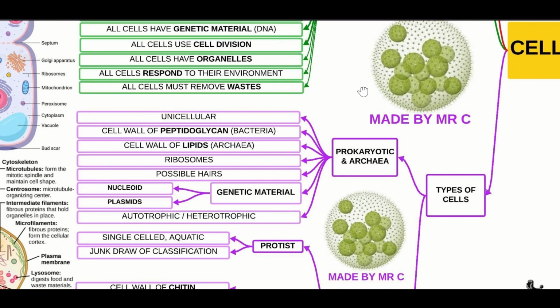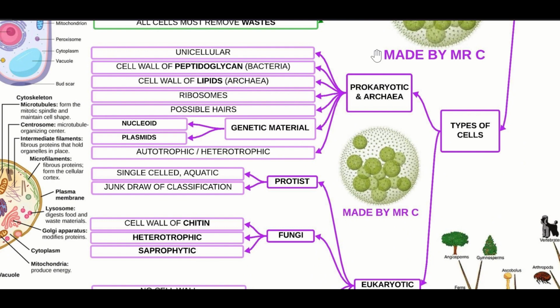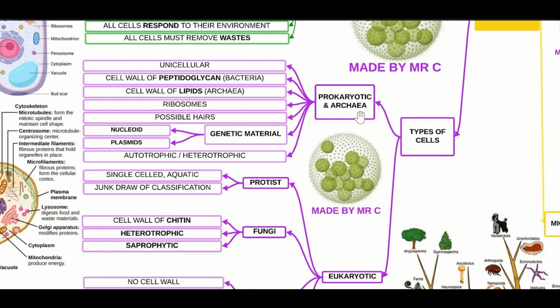Okay, then we're getting down to the different types of cells. First of all, we have bacteria and bacteria-like organisms called archaea. They are unicellular, which means they are made up of one cell. Bacteria have a cell wall of peptidoglycan. Archaea have a cell wall of uncommon lipids. They both have ribosomes, and they both possibly have hairs, and there are 3 types of hairs that we'll talk about later.